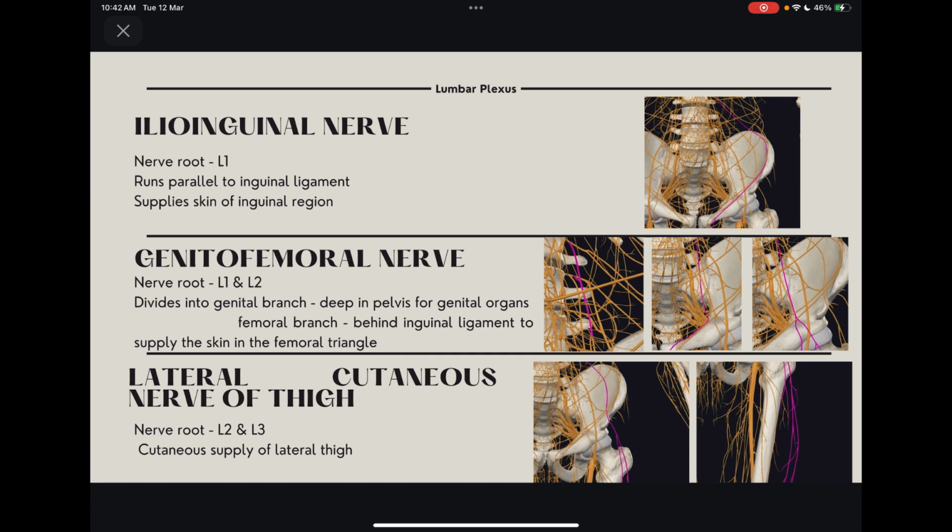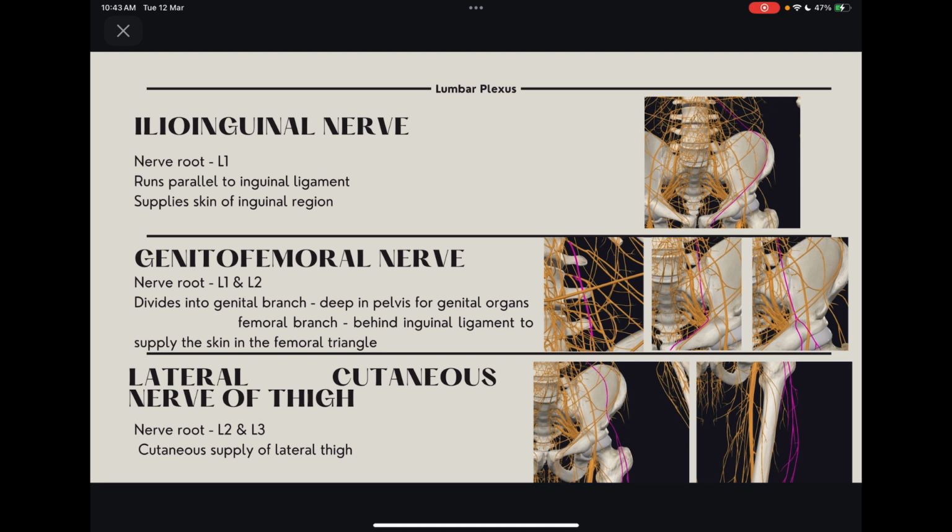The genitofemoral nerve, having the nerve root of L1 and L2, will divide into 2 branches, as the name suggests, a genital branch and a femoral branch. The genital branch will go deep into the pelvis and supply genital organs. But the femoral branch will go behind the inguinal ligament and supply the skin of the femoral triangle, which is the triangle in the superior inner part of the thigh.